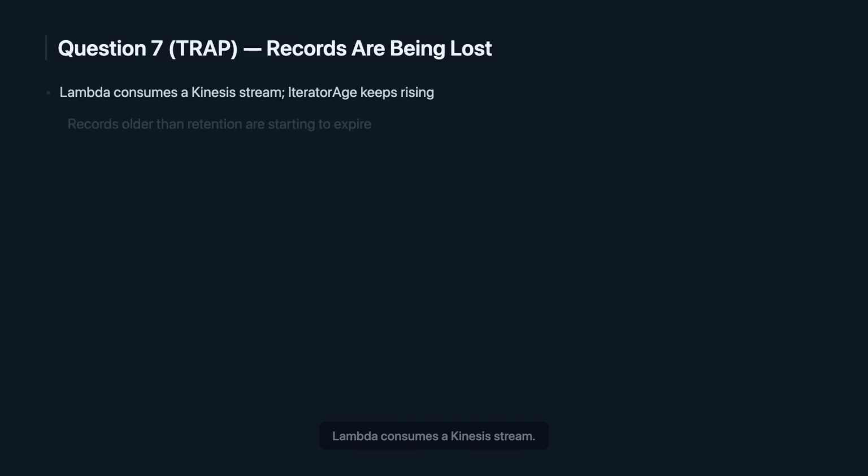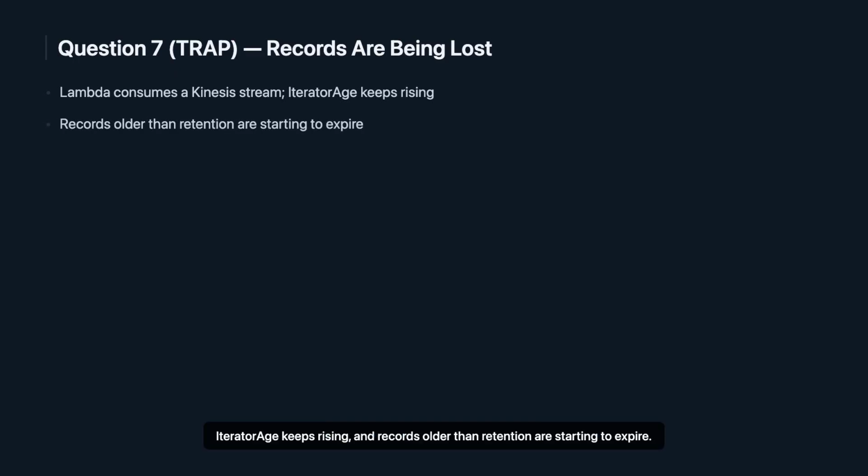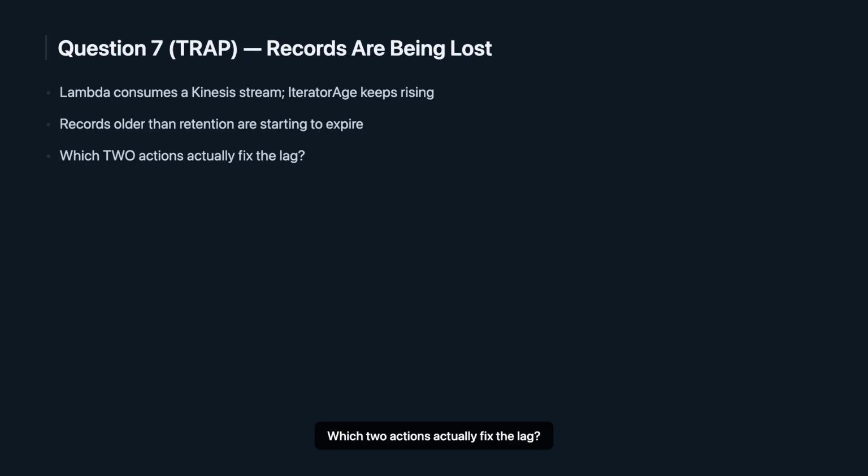Question 7, and this one is a classic trap. Lambda consumes a Kinesis stream. IteratorAge keeps rising and records older than retention are starting to expire. Which 2 actions actually fix the lag?